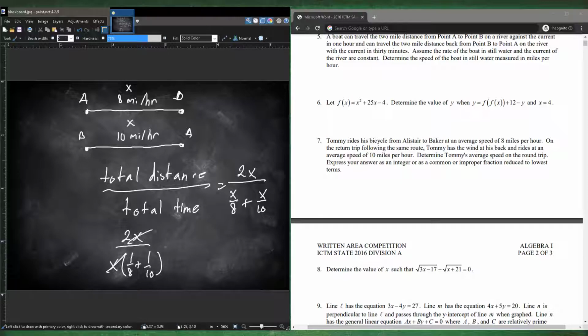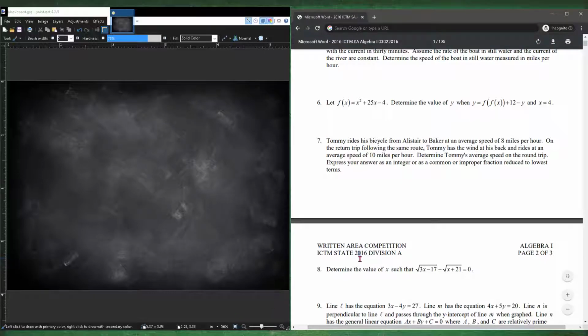So the x's cancel each other out and just use your calculator for this. So 1/8 plus 1/10, and then 2 divided by that number, and you should get 80 over 9. Or you could just do the math by hand, which is 2 over 10 plus 8, so that's 18 over 80. Reciprocal, so 2 times 80 over 18. Cancel out the 2, so that's 9. So 80 over 9. It's the exact same answer both ways.